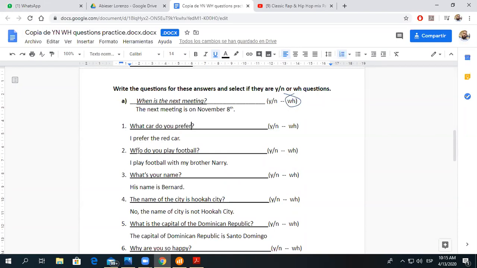Number 2, who do you play football with? The answer, I play football with my brother Nari. Who do you play football with? You need to use this preposition that was used in here. You cannot leave it out. You have to use it at the end. Okay? Whenever we have a preposition after the activity, we use that preposition here in this part. Okay?